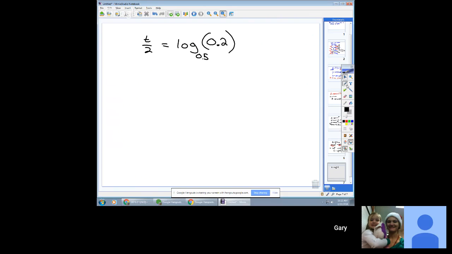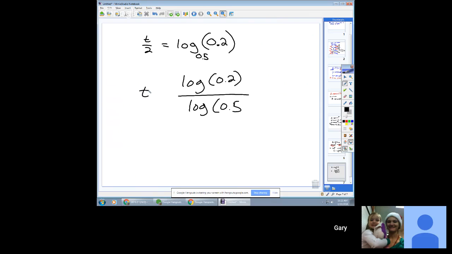What's the trick we use on the calculator to get a different base? On the calculator, we can only do the log base 10 of 0.2. What do I do with the 0.5? Almost, divide by not just 0.5, but the log of 0.5. Yeah, so I have to do that.